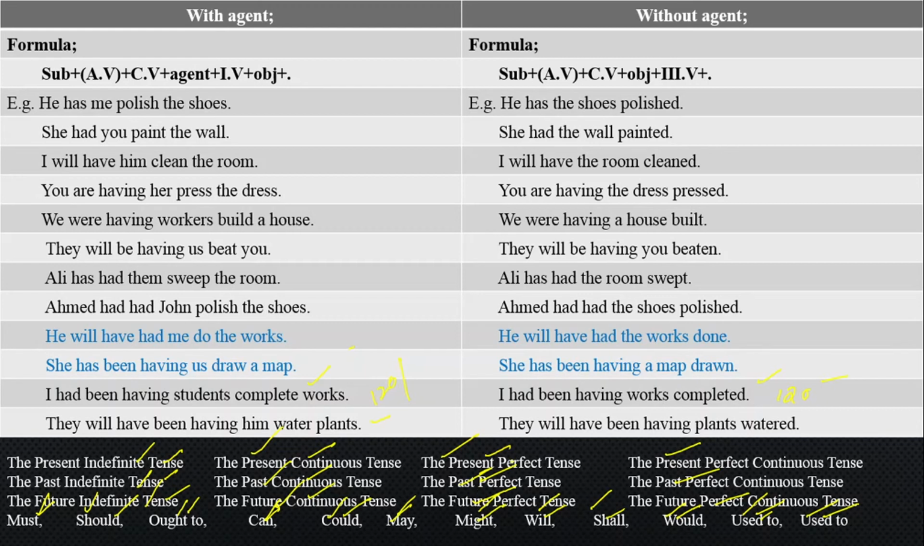They will have had in water plants. They will not have had in water plants. Will they have had in water plants? Will they not have had in water plants? Won't they have had in water plants?